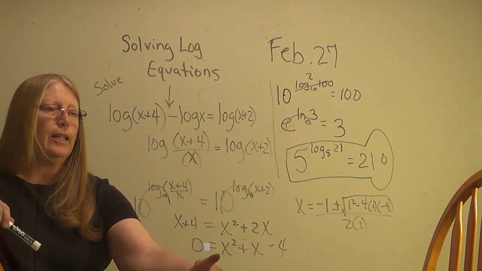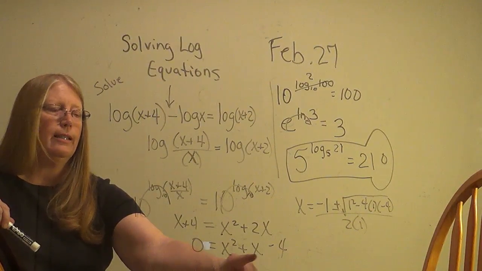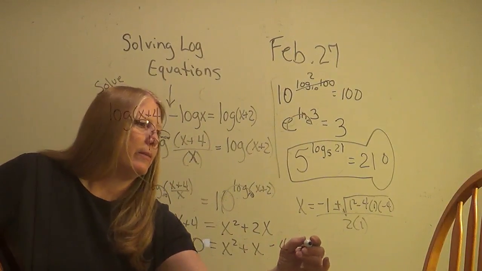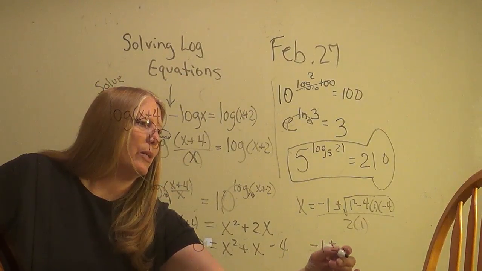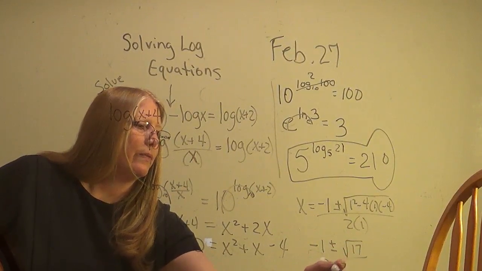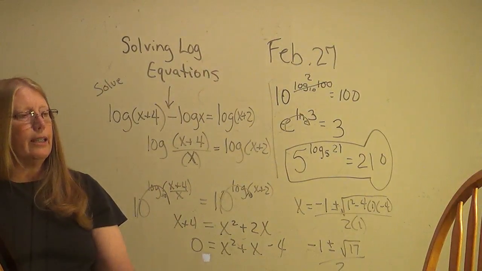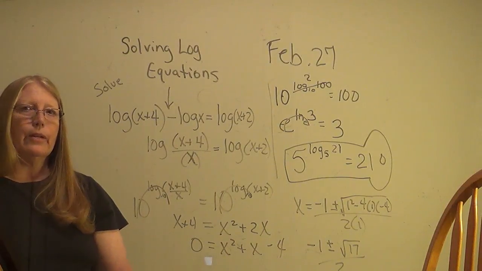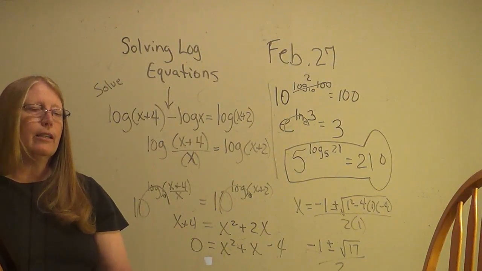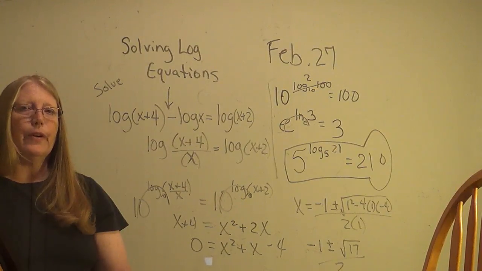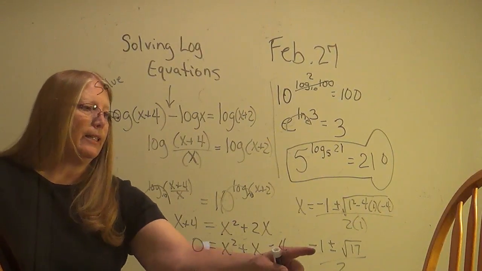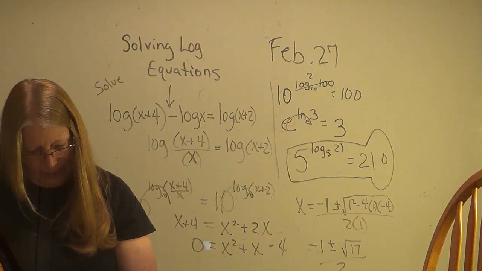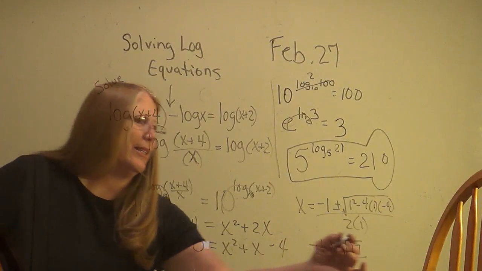Your a is 1, the coefficient, b is 1, and c is minus 4. That comes out to be negative 1 plus or minus square root of 17 over 2. And that is the correct answer, except there is something that happens with this logarithmic equation that hasn't happened with any of the others so far. And that is the negative 1 plus square root of 17 over 2 will give us a positive number somewhere, I think, around 1.6.